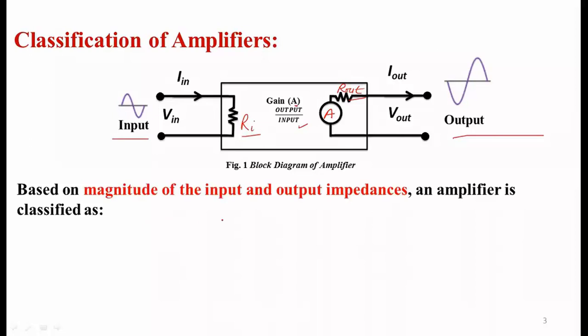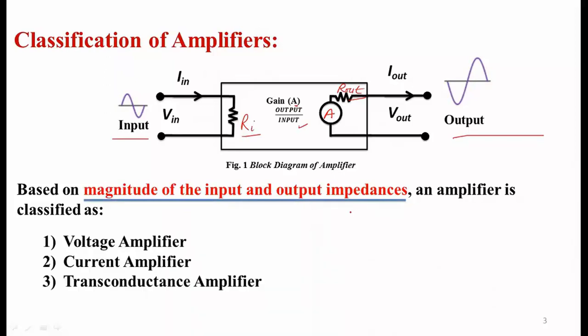Based on the magnitude of input and output impedances, an amplifier is classified as voltage amplifier, current amplifier, transconductance amplifier, and transresistance amplifier. We'll discuss each one of them in detail. First one is the voltage amplifier. So let's draw the Thevenin equivalent circuit of a two-port network which represents a voltage amplifier.